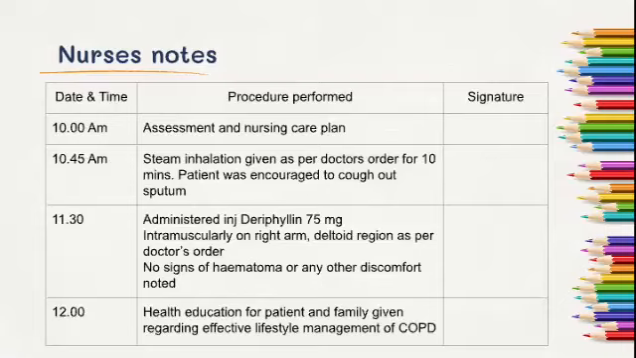So if you are going to do a steam inhalation for this patient as a procedure in the next station, you can write steam inhalation given as per doctor's order for 10 minutes. Patient was encouraged to cough out sputum. So you have to write in detail about the procedure, what you demonstrated in the station. And the next station, actually, you administer an intramuscular injection. You have to document in the nurse's note like administered injection derifilin 75 milligram intramuscularly on right arm deltoid region as per the order. No signs of hematoma or any other discomfort noted.